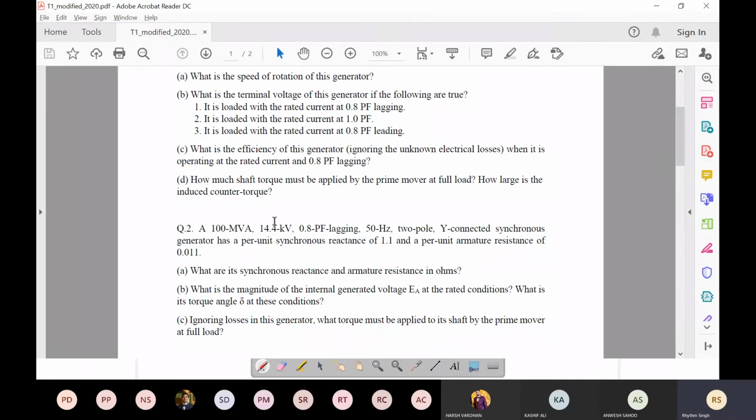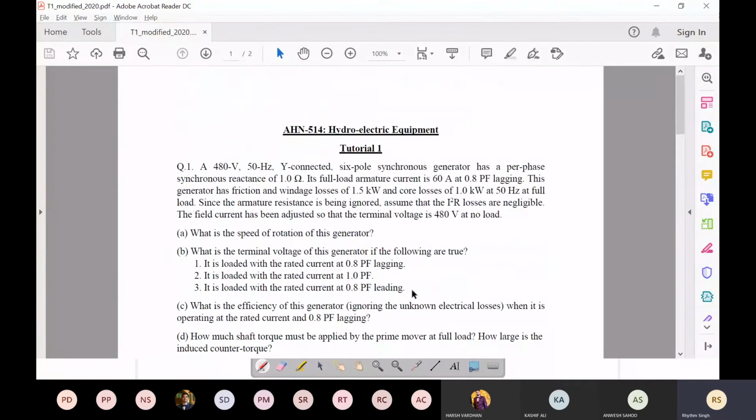The only thing you need to understand is that this voltage is always a line voltage. That is what you have to always understand. When it is given like this, that 100 MVA 14.4 kV machine, it means that this is the line voltage. It is not the phase voltage. The rest of it is given straightforward. For this example also, we took a 480 volt, 50 hertz machine, so we took 480 volt as the line voltage.